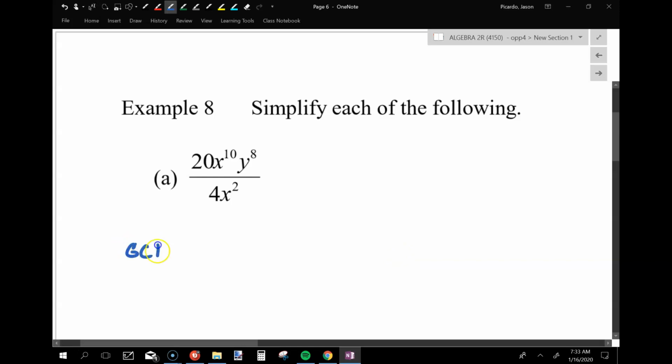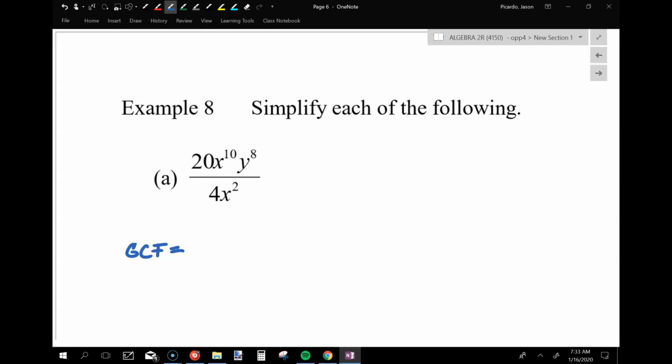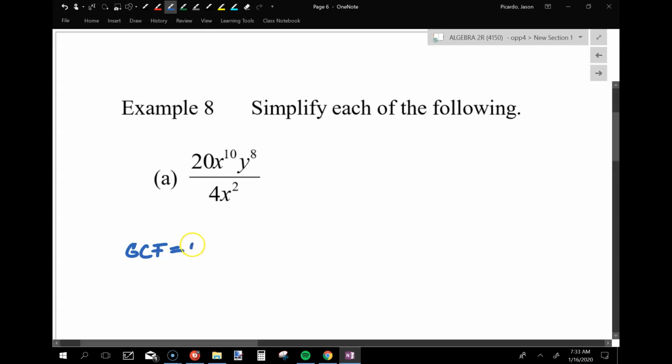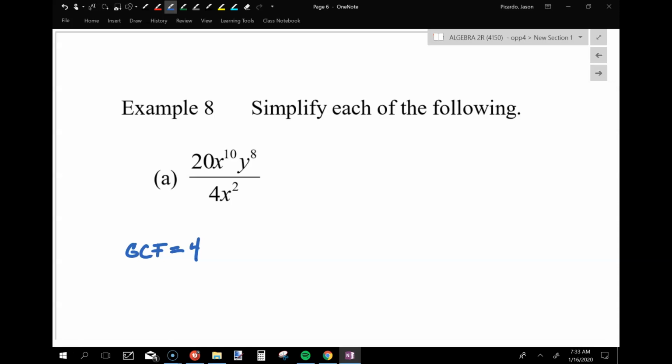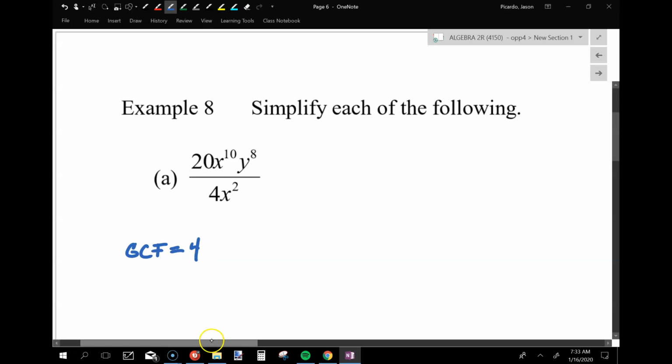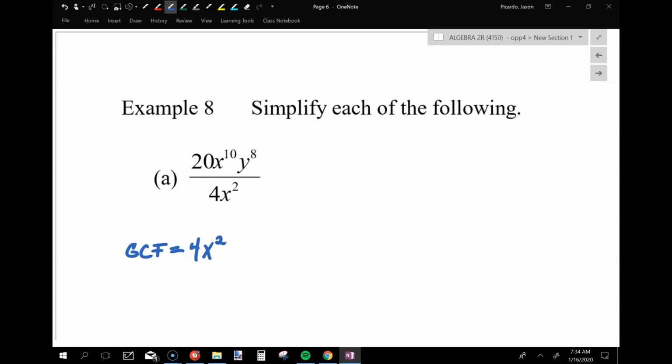is find the GCF of the top and the bottom. So right off the bat, I've got a 4 and a 20. Which one of those two do I have to take? The 4. And why is 4 okay? Because it goes into 20, right? Then I have an x squared and an x to the 10th. Which one of those am I going to take? The x squared. And then I have a y to the 8th. Does the other one have a y to the 8th? No, so I'm not going to take that, right?